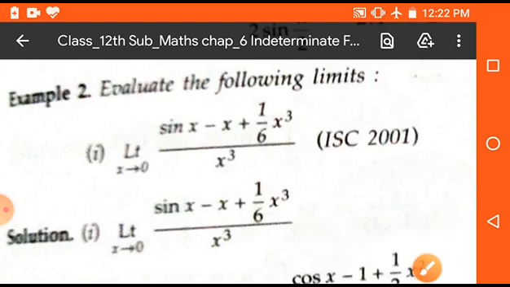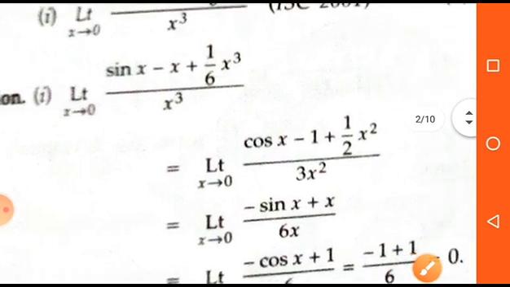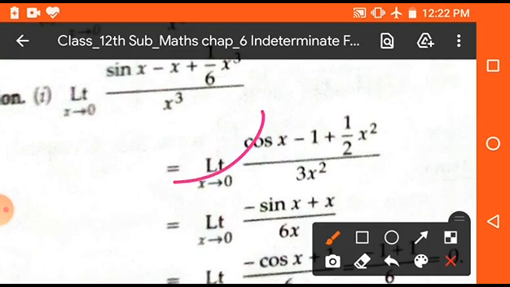Clear? Okay, students. Now differentiate. So we get cos x minus 1 plus 1 upon 2 into x square upon 3x square. Now again differentiate, because if we put value x equals to 0, then again we get 0 by 0 form, because denominator is x square, so we have to remove x square from denominator. That means we have to use here L'Hospital 3 times.